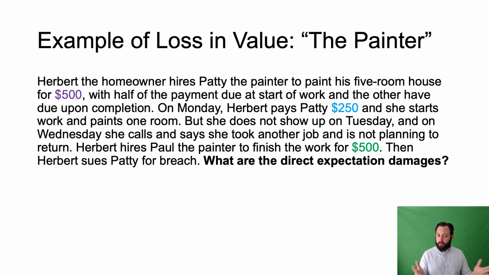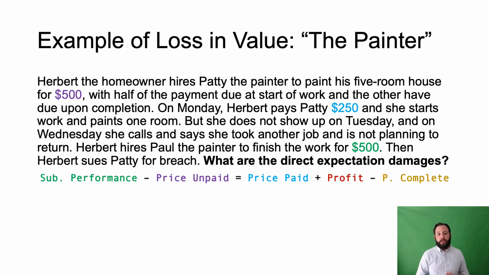Herbert then covers. He finds someone else to finish the work. He hires Paul the painter, who finishes all the work for $500. Then Herbert sues Patty for breach. Now what are the expectation damages? So this is a little bit different because now Patty has partially performed. In the previous examples, the seller hadn't actually performed the obligation. Here, Patty has done some of the work.